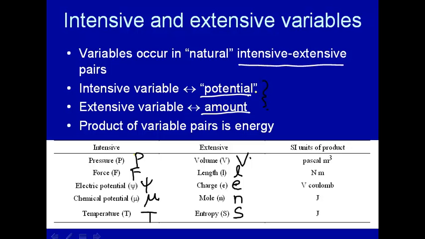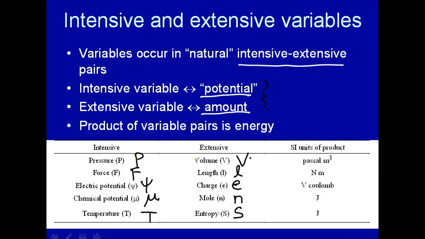But that's another way of looking at variables, as one variable, the intensive, is a potential, and then you have something extensive, which depends on amount, and those two will give you the amount of work. And these variables occur in terms of natural pairs.